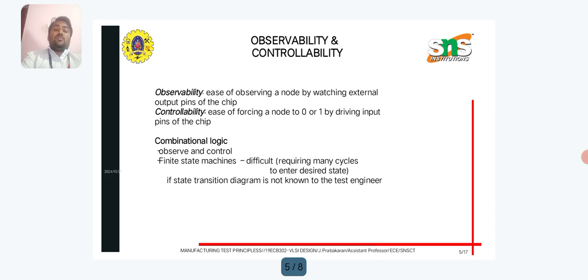Observability and controllability. These two terms are more important when we are doing test. Observability is observing a node by watching external output pins of the chip. This is called observability. And another one is controllability. Controllability is forcing a node to 0 or 1 by driving input pins of the chip. This is called controllability.